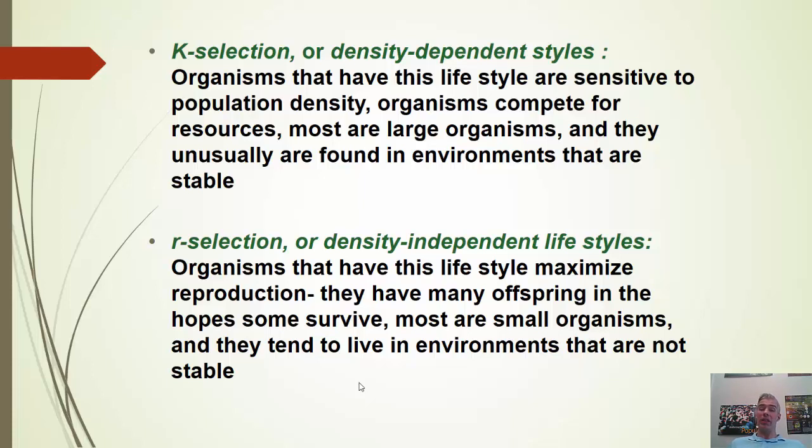R-selected species, on the other hand, are organisms that reproduce like crazy. They have lots of offspring. They hope some survive. Most are very small organisms. If they're mammals, they're rodents. And they tend to live in environments that are not stable, places that are not as complex, or communities that are not as complex. So the way I like to think of R-selected species is they are live fast, die young species.